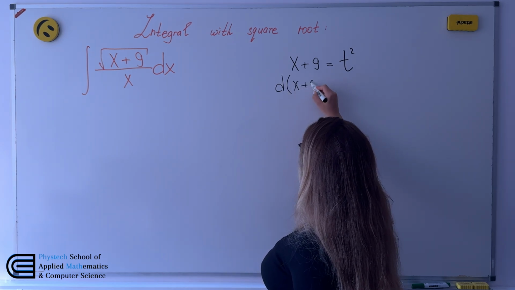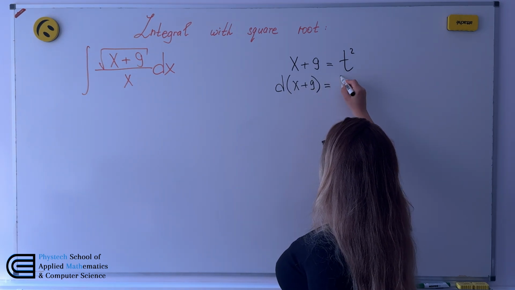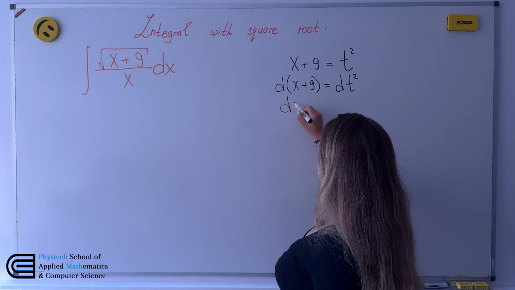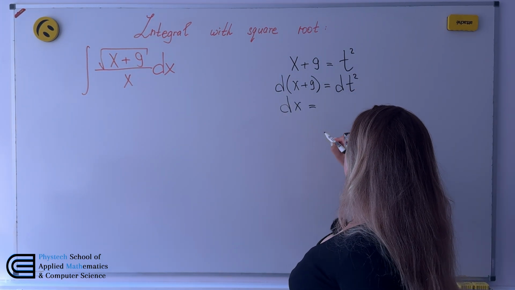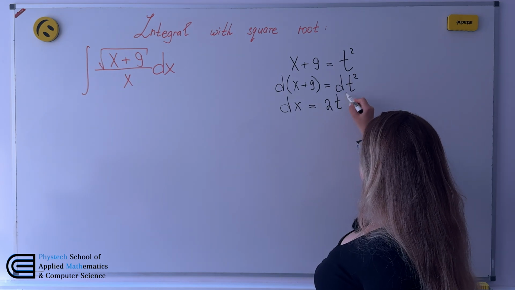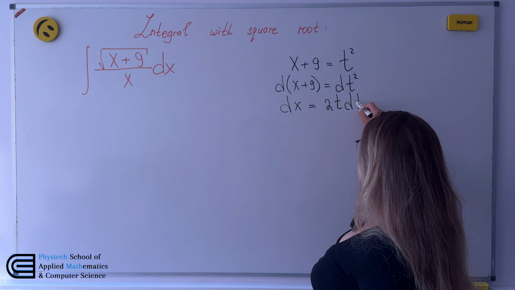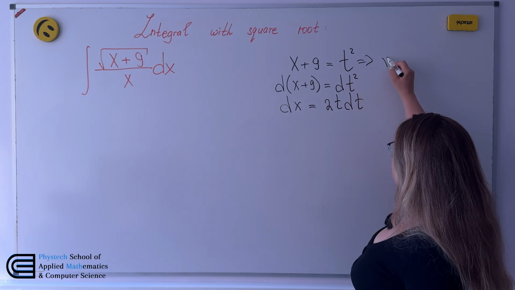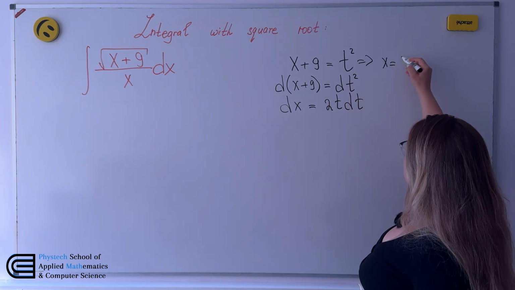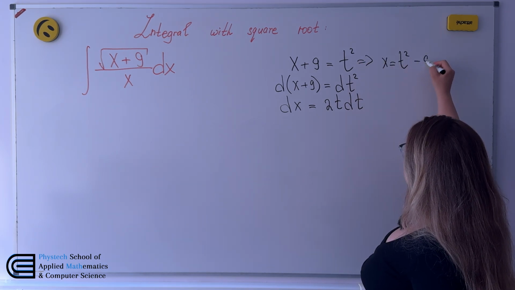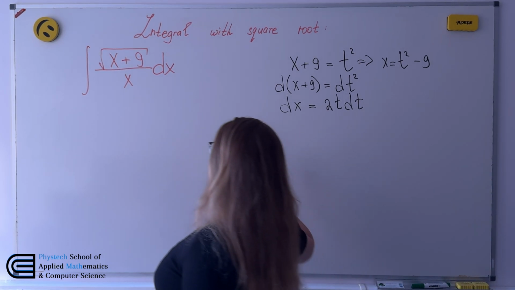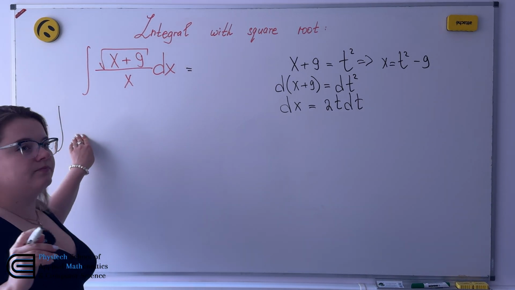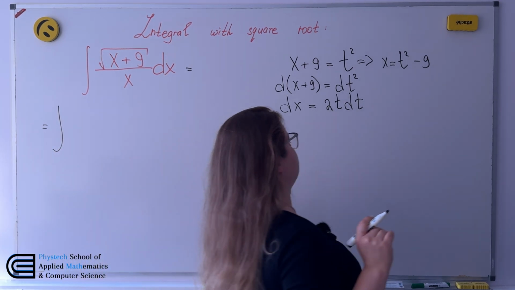d of (x plus 9) equals d of t squared, which gives us dx equals 2t dt. And from here we can also see that x equals t squared minus 9. So now let's rewrite our integral using t.